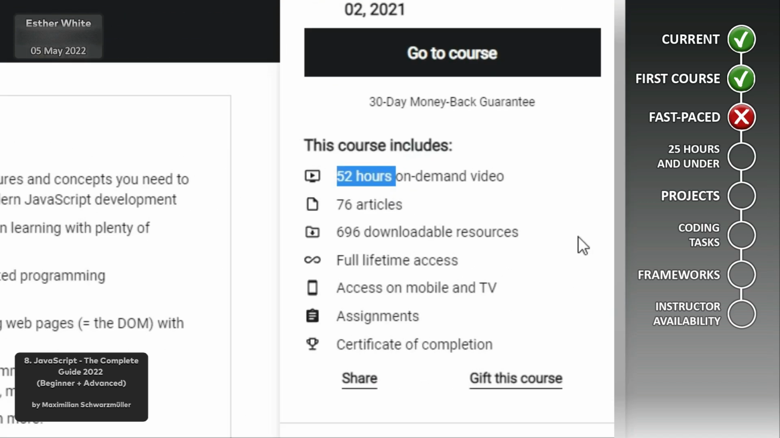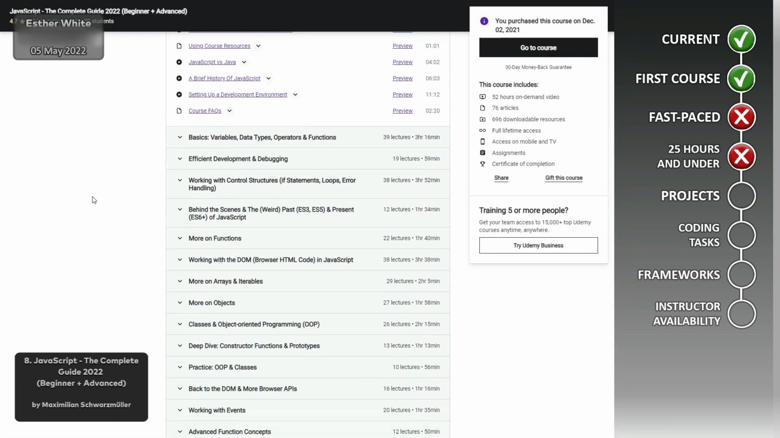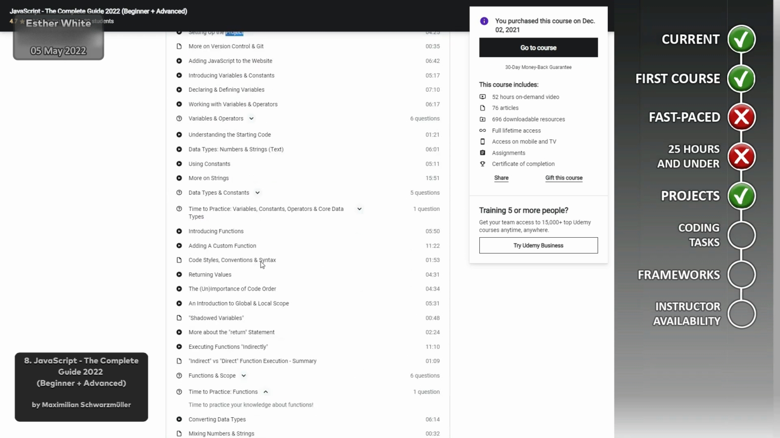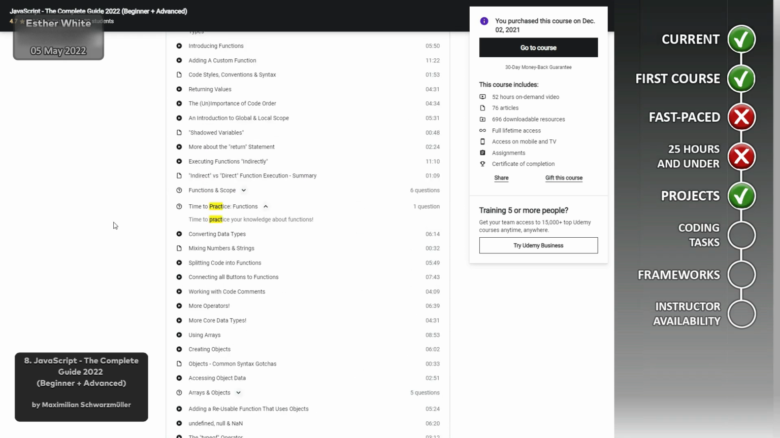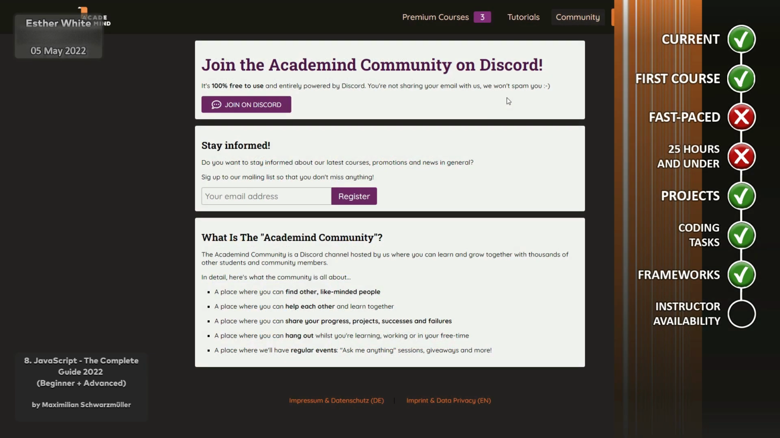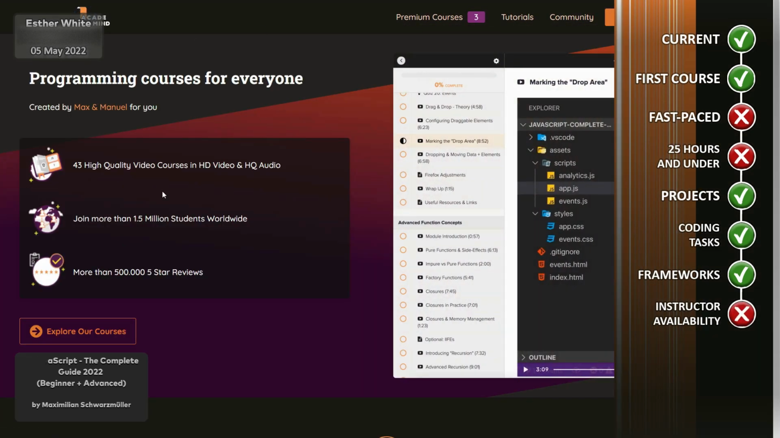The length of this course is 52 hours, so that makes it over 25 hours. This course does have quite a lot of content. There are projects. This course definitely pays attention to practice, and I think that for JavaScript, that's a very, very good thing. So in terms of frameworks, he does offer a follow-up, but it's in a version of a separate course. There isn't any easy way to connect with the instructor directly.